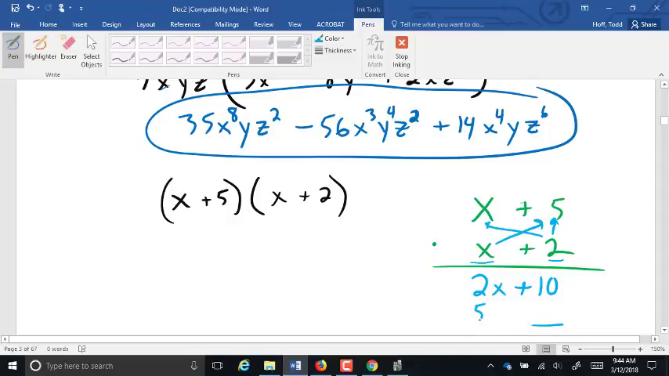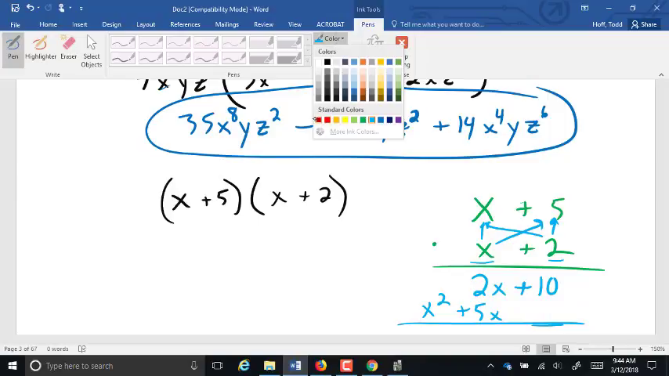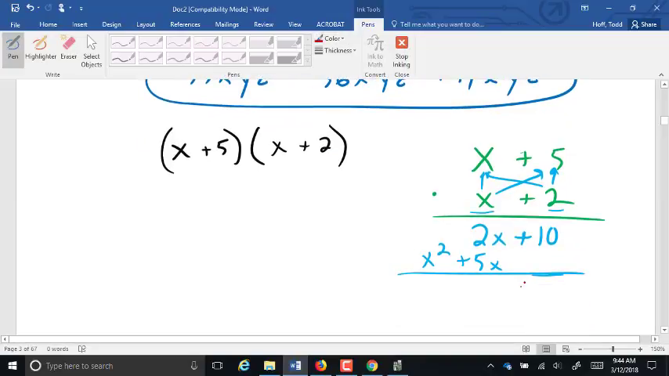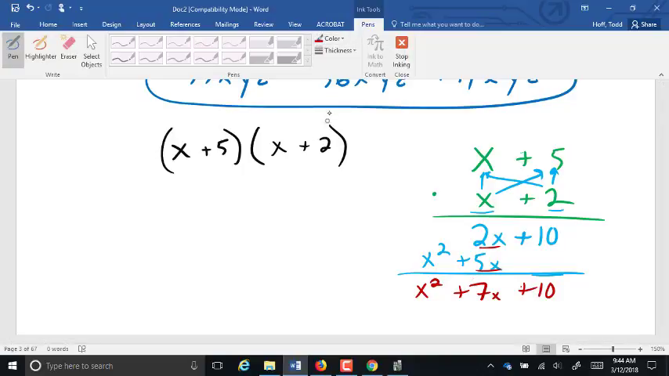X times 5 is 5x. X times x is x squared. And then we can combine those columns, the digits. We've got the 10. 2x and 5x makes 7x. And then we've got x squared. But there was a shortcut that most of us were taught.